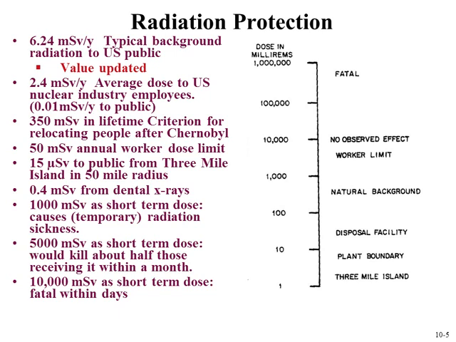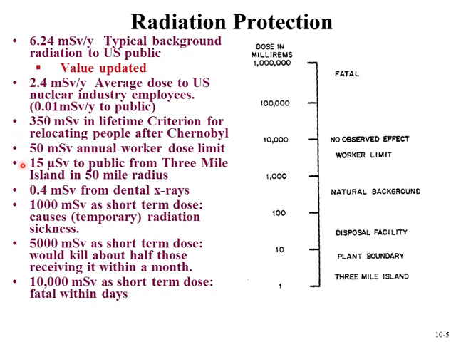Here's some data on some typical radiation levels. Typical background radiation, this is an updated value, is around 6.24 millisieverts per year for the typical U.S. public. That would be 624 millirem per year, again, 2 orders of magnitude.